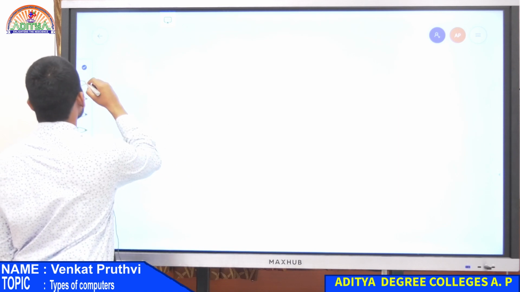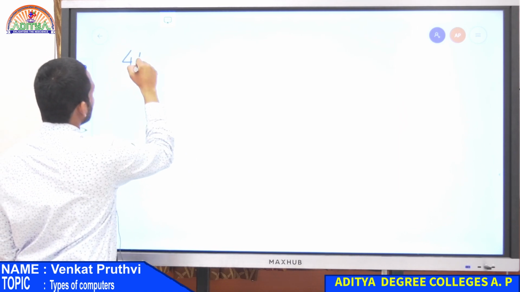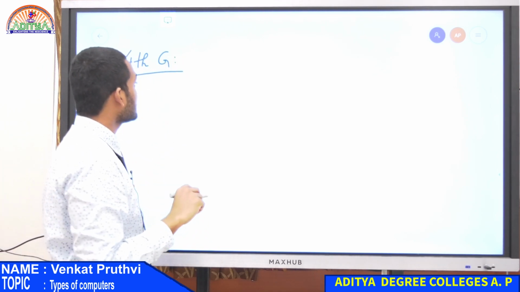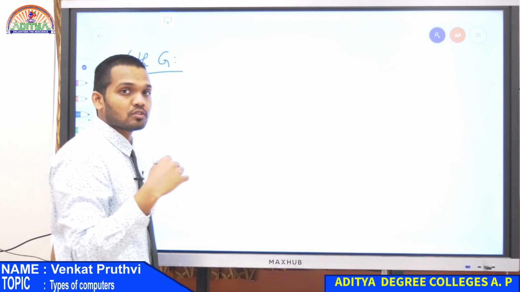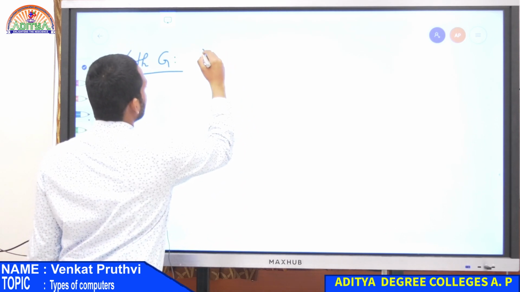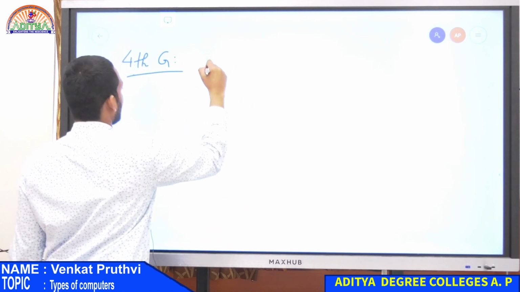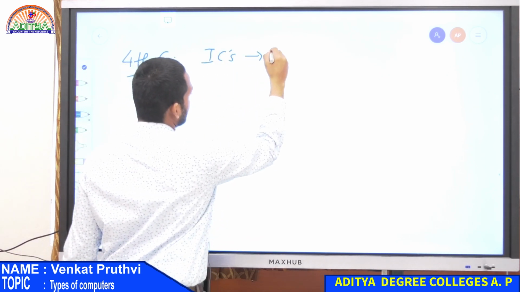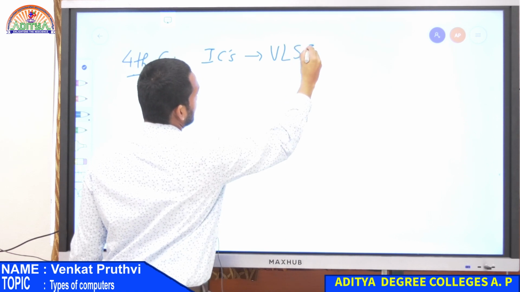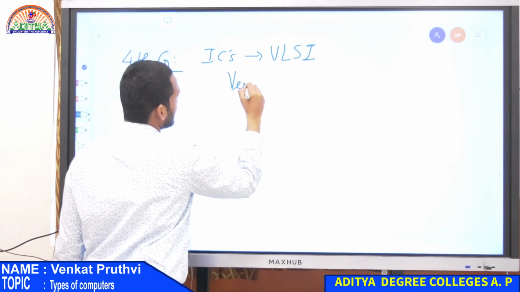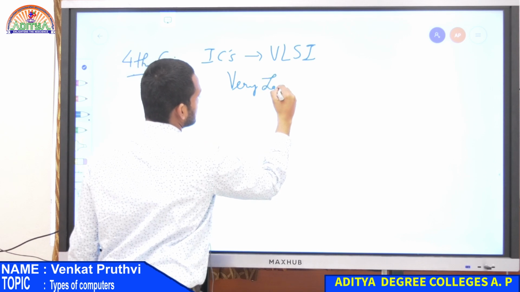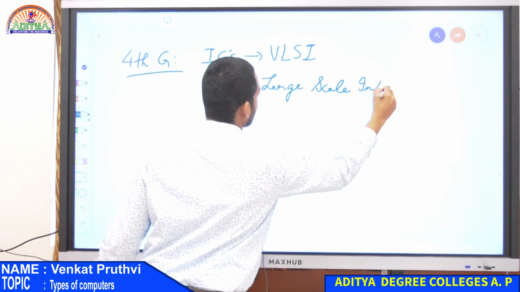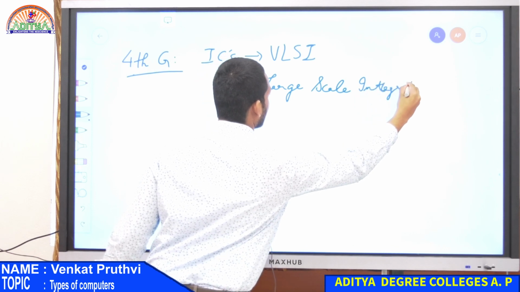Next we had the fourth generation. What did we find in the fourth generation? In the fourth generation, we started to use ICs with VLSI technology. What do you mean by VLSI? Very large scale integration.